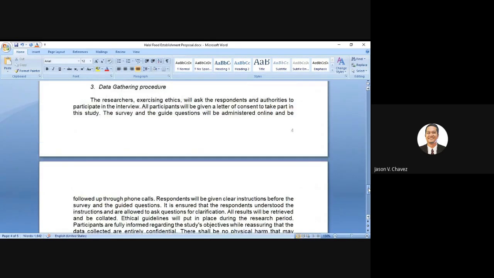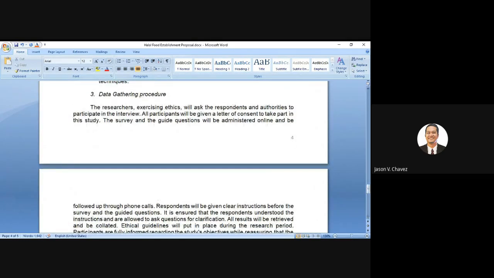But for our data gathering procedure, let's proceed to the enumerated format, so we can start with a very clear way of looking at it. So let's go back to the example on women's mental health.